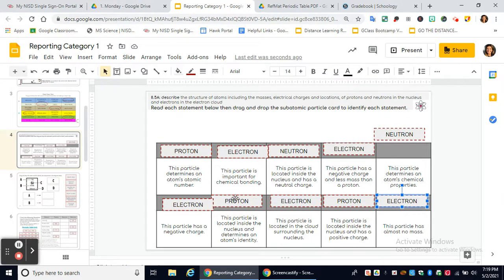Okay, we might just have to change that. Electron, this particle has a negative charge. Proton, this particle is located inside the nucleus and determines the atom's identity. Electron, this particle is located in the cloud surrounding the nucleus. Proton, this particle is located inside the nucleus and has a positive charge. And this particle almost has no mass. So we could change this, and we're going to say that this particle determines an atom's chemical properties. We can say the valence electron.